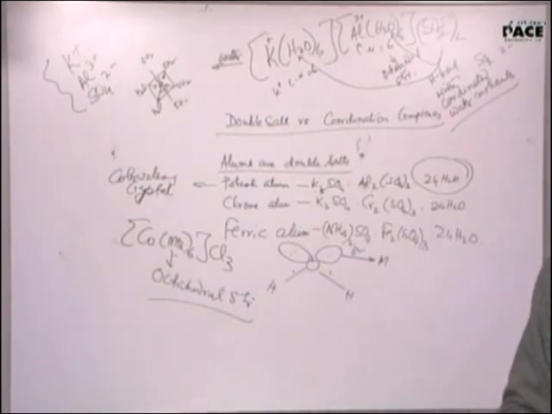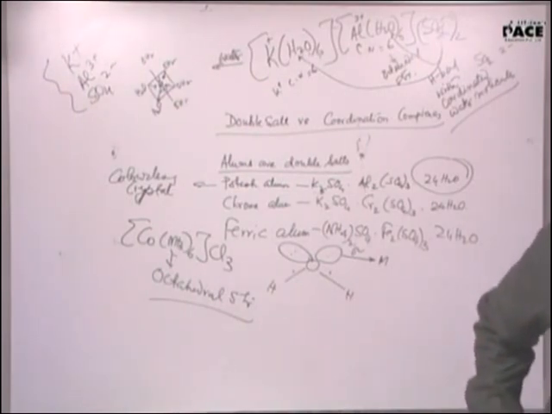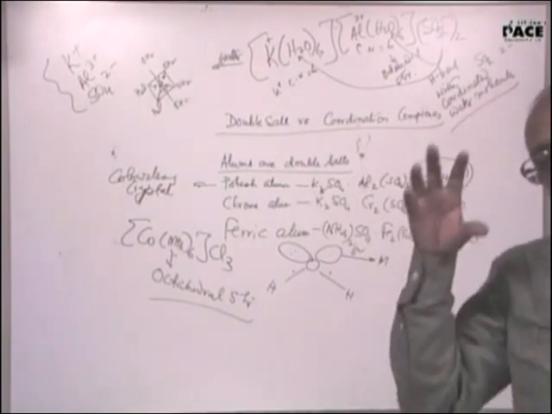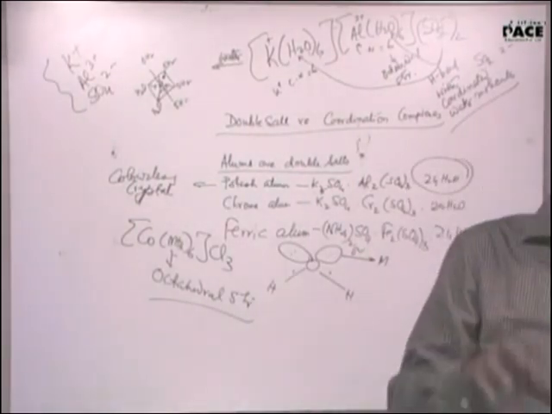Coordination complex retains its identity in solid as well as in solution. But double salt shows its structure in solid but loses it in solution. So in solution the structure is lost. Whereas in coordination complex, both solution and solid will show the structural identity.